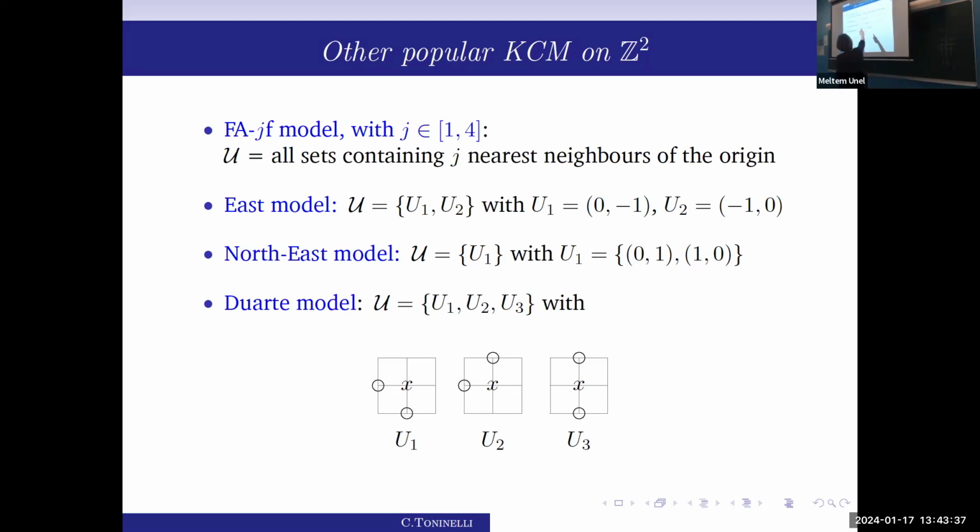Then there is a tougher model which requires a harder constraint. It's the one which is called Northeast, in which both of them should be empty. So in this case, the update family contains a single set which contains these two sites. Both of them should be empty, otherwise the constraint is not satisfied. And the last model that I want to mention is one which has these three update sets, which corresponds to saying that I want at least 2 empty nearest neighbors, but I don't care about the site on the right. I just look at them up, below, and to the left of my site. This is called the Duarte model.